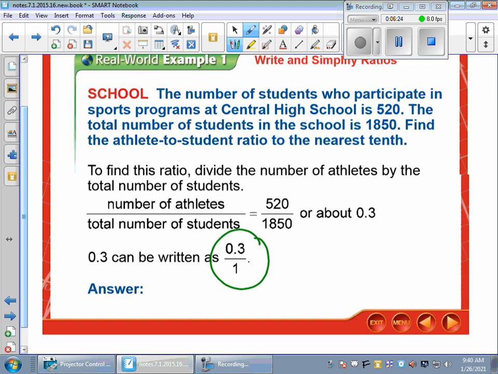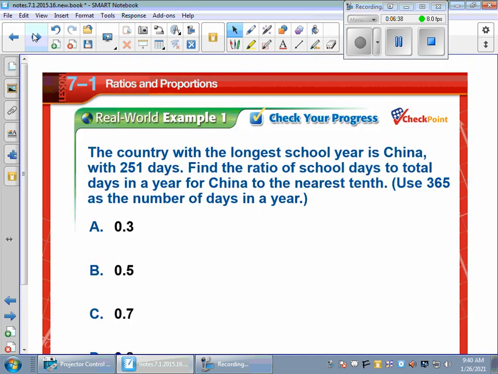Now, I don't like the way that the book left this answer. So I would hope that we move it 1 decimal to the right and we end up with a final fraction of 3 over 10 instead of 0.3 over 1. The 3 to 10 ratio looks a lot better, and it seems to flow a little bit better.